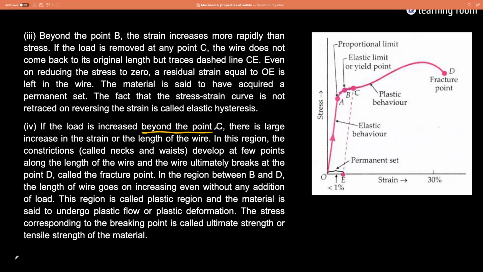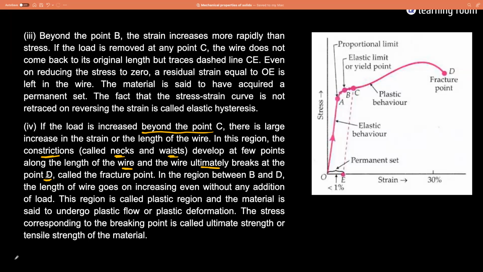So you increase the load beyond point C. In this region, there is a large increase in the strain for the length of the wire. Even for lesser load, you can have more elongation because it has become weak. In this region, constrictions develop, which we call necks and waists, though we don't generally use this word. They develop at a few points along the length of the wire, and the wire ultimately breaks at point B.